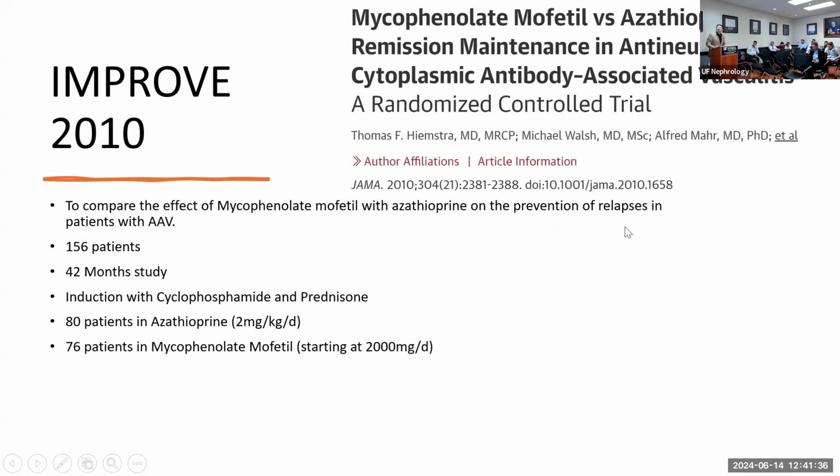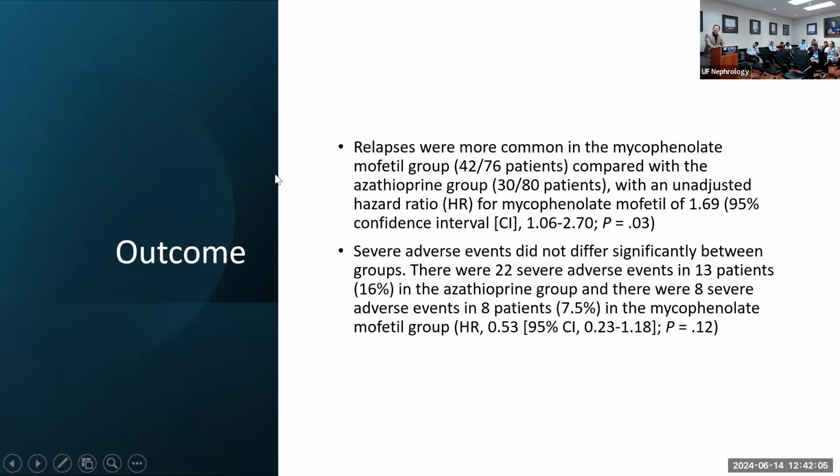Next one is between mycophenolate and azathioprine. The study was done in 156 patients and was a 42-month study. 80 patients received azathioprine and 76 patients had mycophenolate. All the patients got cyclophosphamide and prednisone as the induction agent again. Relapses were more common in the MMF group compared to the azathioprine group, with a p value of 0.03. Severe adverse events did not differ significantly between these groups: about 16% in the azathioprine group and 7.5% in the mycophenolate group, p value of 0.12.